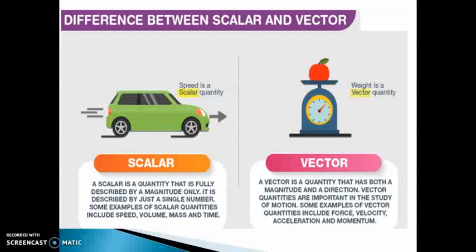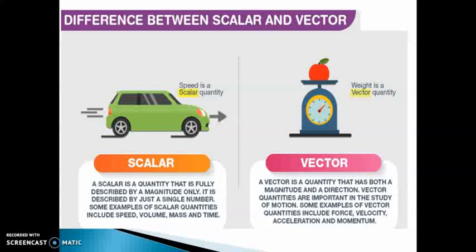Okay, now first we will study the difference between scalar and vector. Now about this we have already studied in previous standard, but I would just like to revise that. Now coming to scalar quantity. A scalar quantity is a quantity that is fully described by a magnitude only. That means it is described by just a single number. Here no direction is required. Only number is enough. And some examples of scalar quantities are speed, volume, mass and time. So these are the quantities that do not require direction. You can just say that now the time is 10 o'clock. No direction is required here.